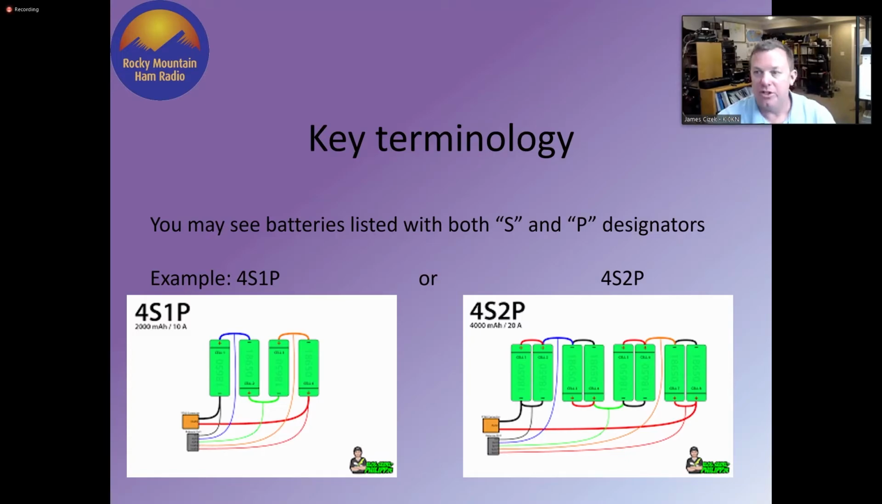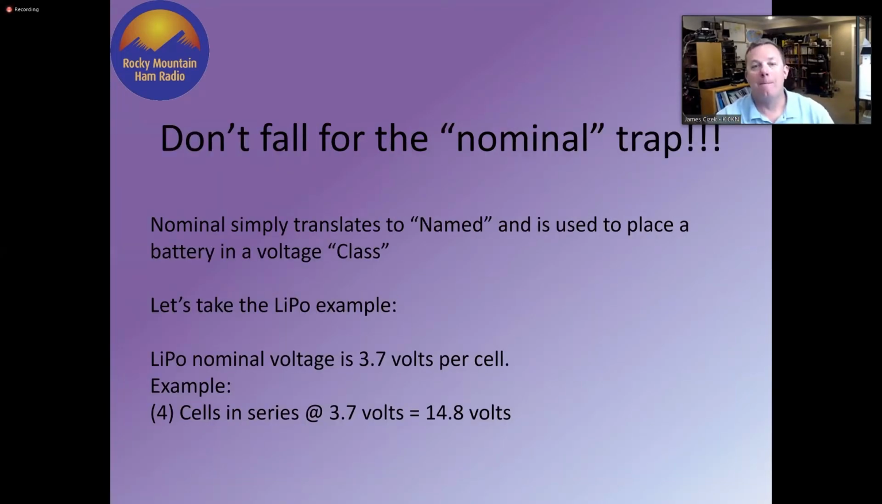Now, don't fall for the nominal trap. This is where we have to be a little careful with lithium in our hobby. Nominal simply translates to named, and is used in place of the voltage to place the battery in a voltage class. Let's take the Lipo. Lipo nominal voltage we just talked about was 3.7 volts per cell. So 4 cells in series at 3.7 is 14.8.